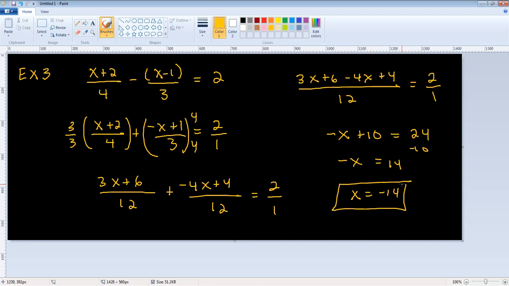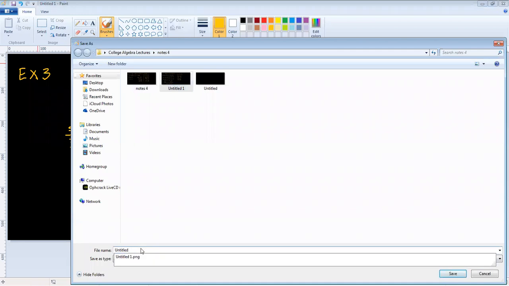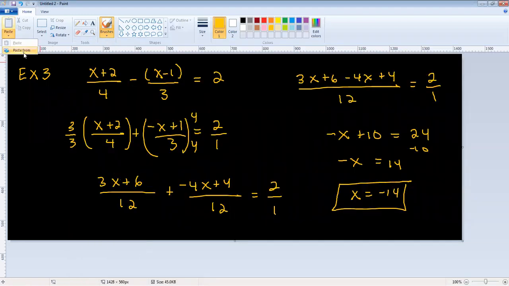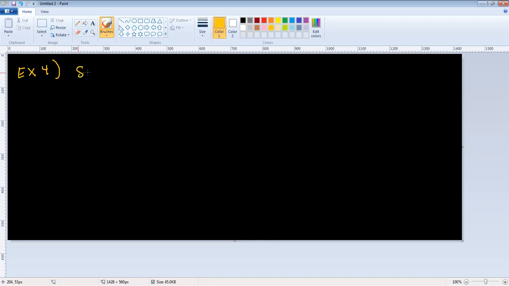So what do you guys think? Yes, no, maybe? Is it making sense? Is it not making sense? If it ever doesn't make sense, you can always let me know, and I will explain it. Okay, here we go. We have example 4. This is called solving a rational equation.